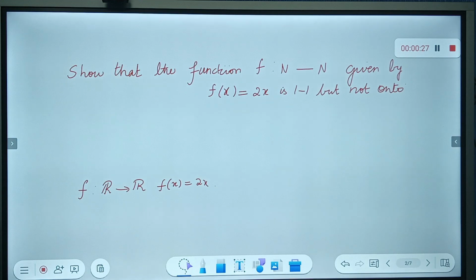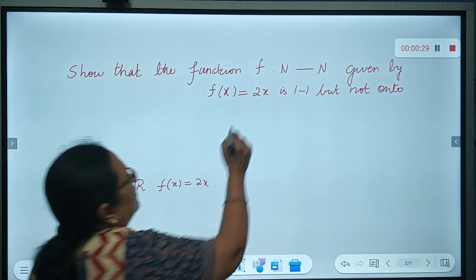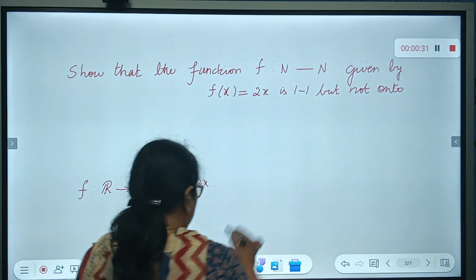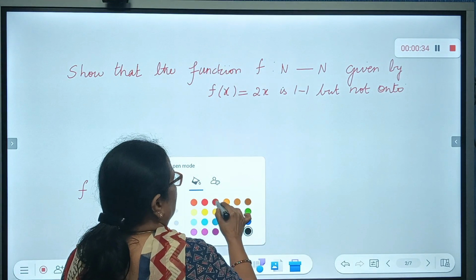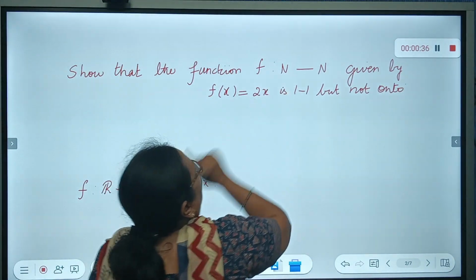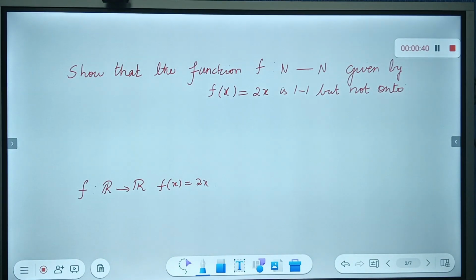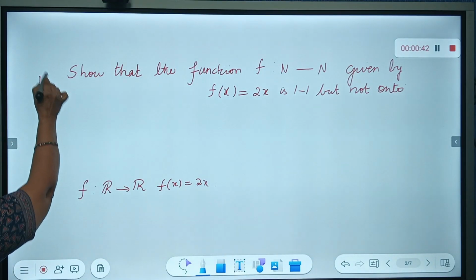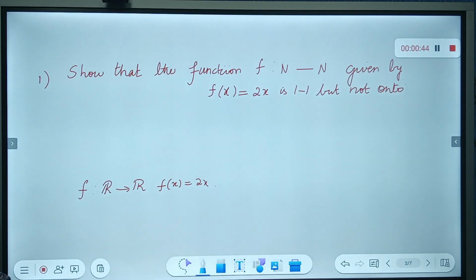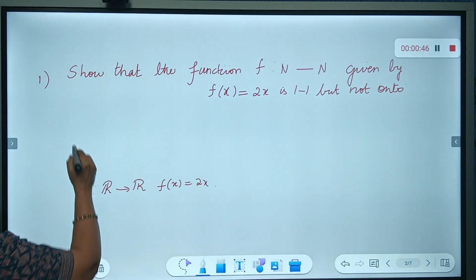Now look at this question. f is from N to N. You all know N is the set of all natural numbers, and f is defined as 2x. You have to prove that it is 1 to 1 but not onto. So how do you prove it is 1 to 1?